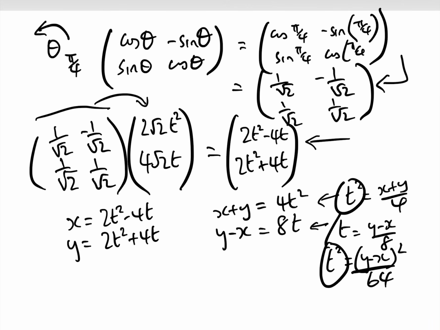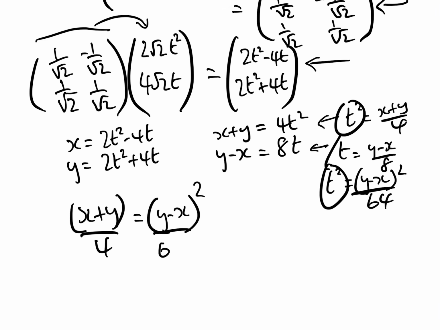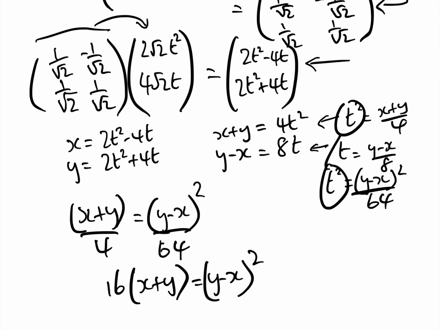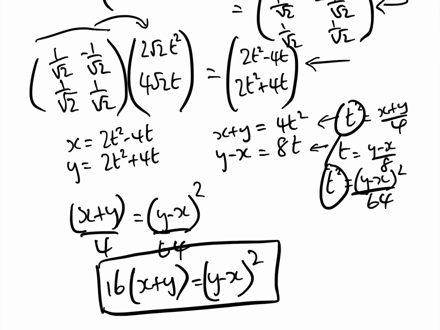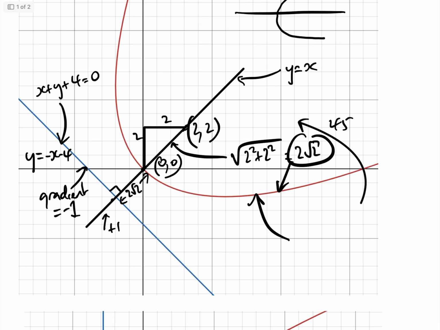And then we can equate the two t squareds, which gives us our Cartesian equation of x plus y over 4 equals y minus x squared over 64. Or tidying that up very slightly, 16 times x plus y equals y minus x squared. And that is the Cartesian equation of this rotated parabola here.